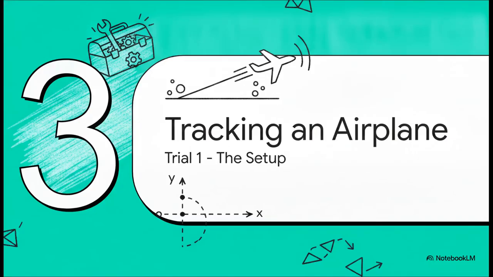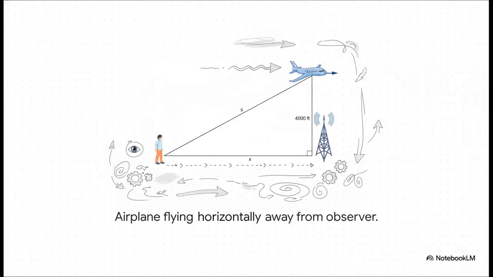Okay, Section 3, tracking an airplane overhead. Trial 1, the setup. Let's put our toolkit to work. Step 1, we draw the scene. We've got an observer standing on the ground near a radio tower. A plane is flying horizontally away from them, cruising at a constant elevation of 4,000 feet. We can easily sketch out a right triangle here. The horizontal distance from our observer to the spot directly under the plane, let's call that x. And the direct, diagonal line of sight from the observer to the actual plane, we'll call that s.